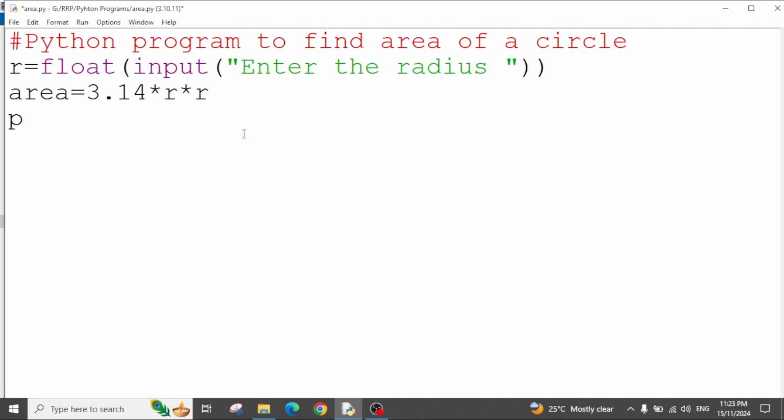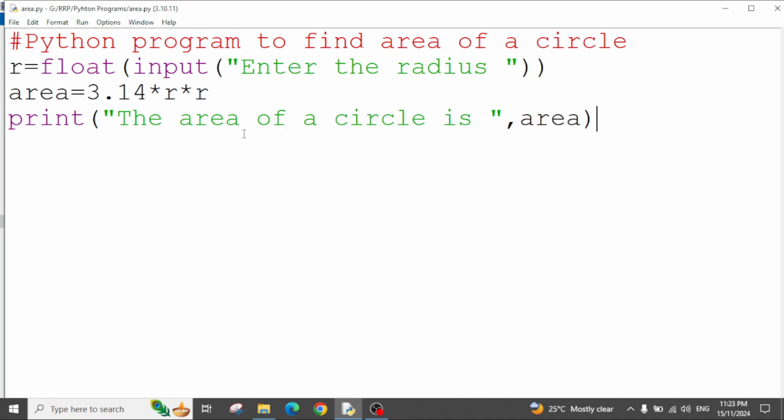I have to display that area, so I will write the print function. The message will be the area of a circle is. Now where is the area stored? It is stored in a variable area. So I have written the word area. Let us save the program and now run the program.